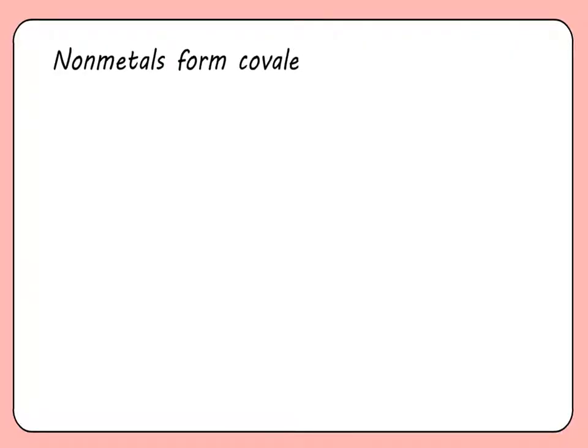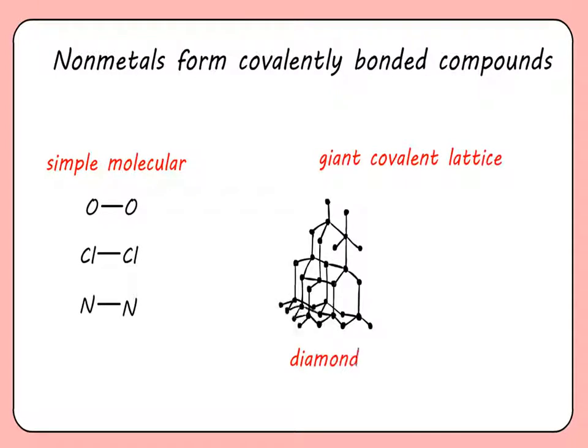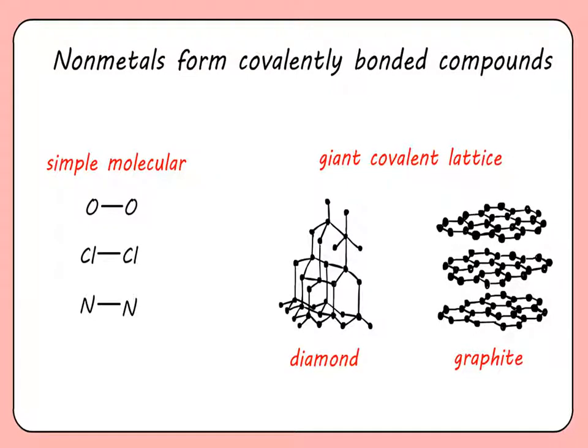When nonmetals bond, they tend to form covalent bonds. Covalently bonded compounds can have either a simple molecular structure, like O2, Cl2 or N2, or a giant covalent lattice structure like diamond and graphite, where the strong covalent bonds extend throughout the lattice.